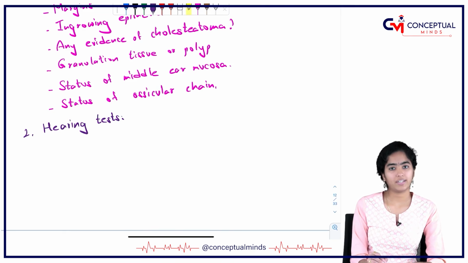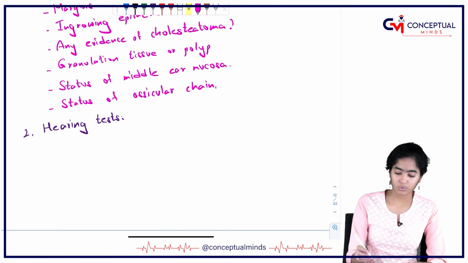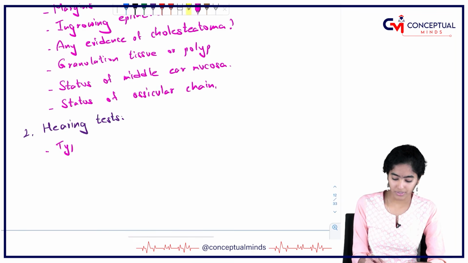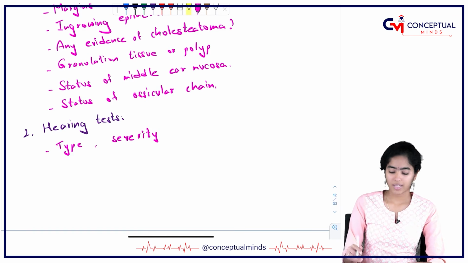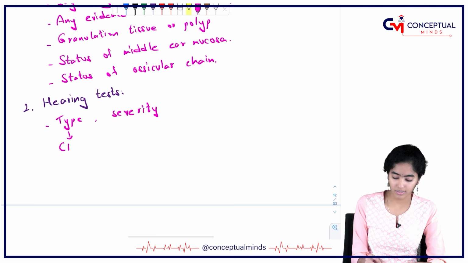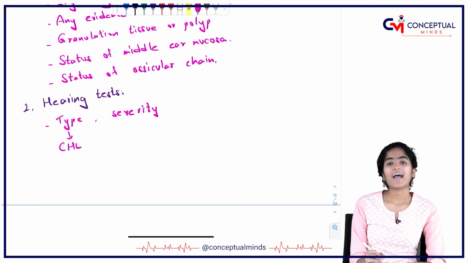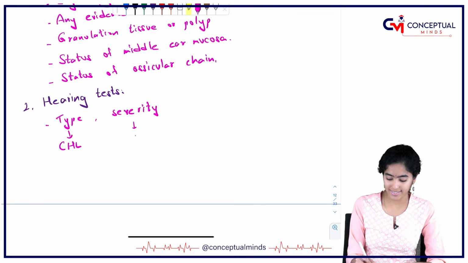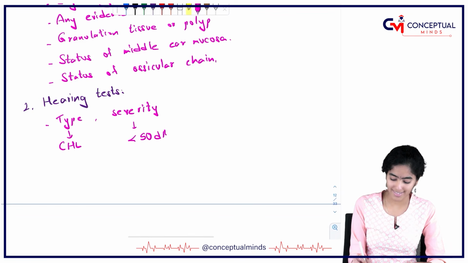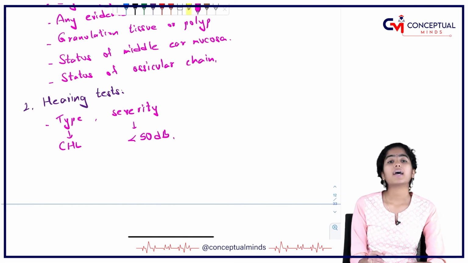And while doing hearing tests, we will get to know the type of hearing loss and also the severity of hearing loss. The type, as you know, is usually conductive type of hearing loss. And the severity depends upon the size of perforation and the ossicular chain. It is variable, but it rarely exceeds 50 decibels. It's usually less than 50 decibels.